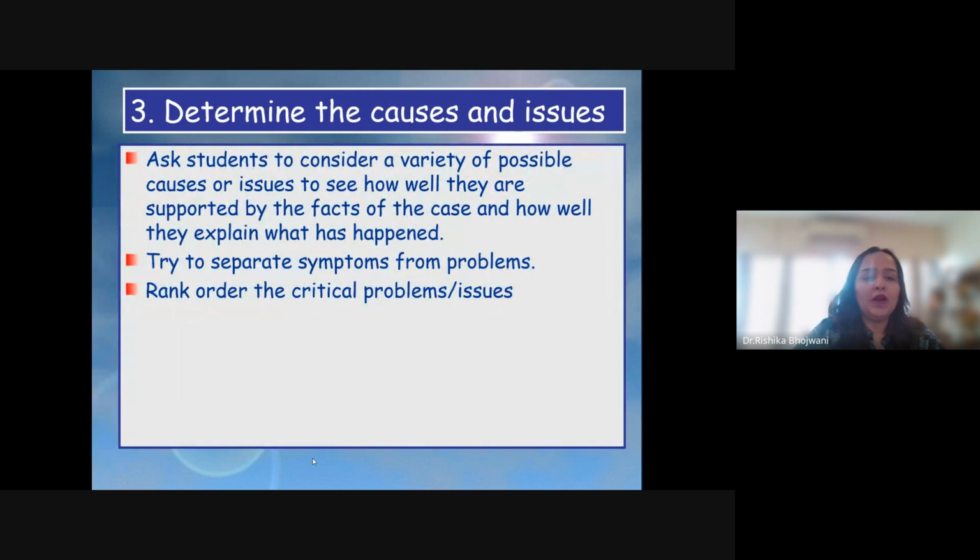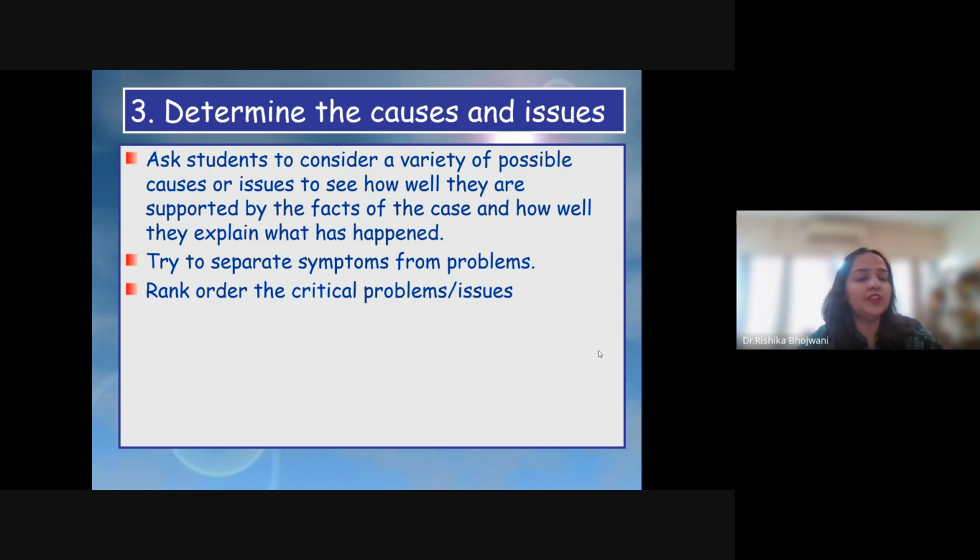Coming to the third part. Now the third part is the important part, I can say. Now they have got a variety of possible causes and issues, and they have separated symptoms from problem. They have to rank them. That's very important. So now the focus is shifting to analyzing why the problem has occurred.